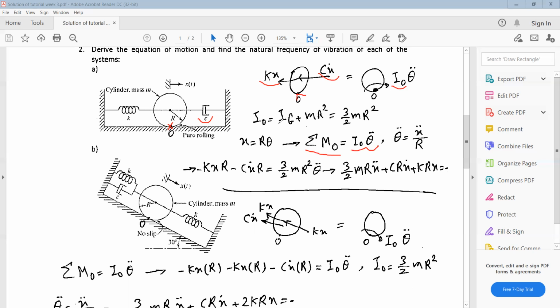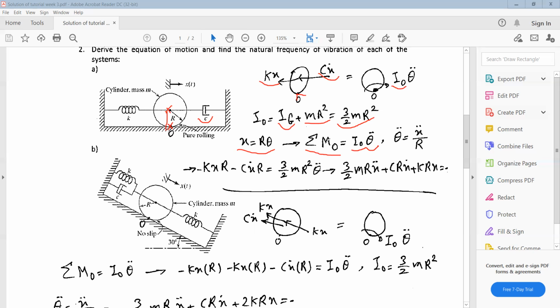is equal to the mass moment of inertia about the mass center of the cylinder, plus m times d squared, where d is the distance between the mass center here and the point O, which is equal to r in this case. So IO is equal to 3/2 times m times r squared. As I told you, x is equal to r theta, so we can substitute and simplify.